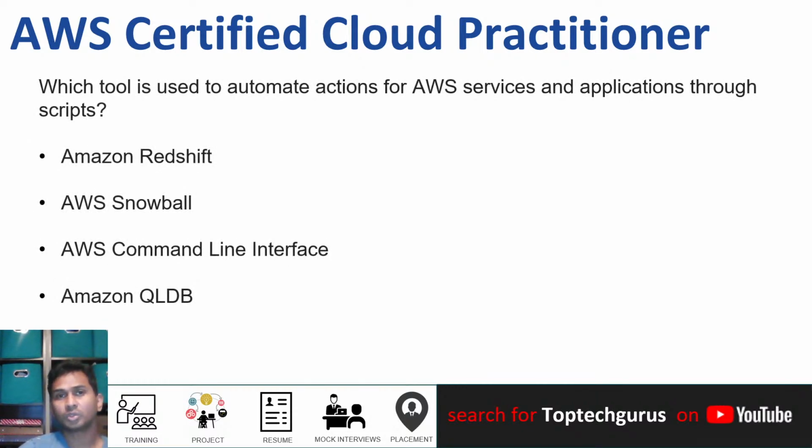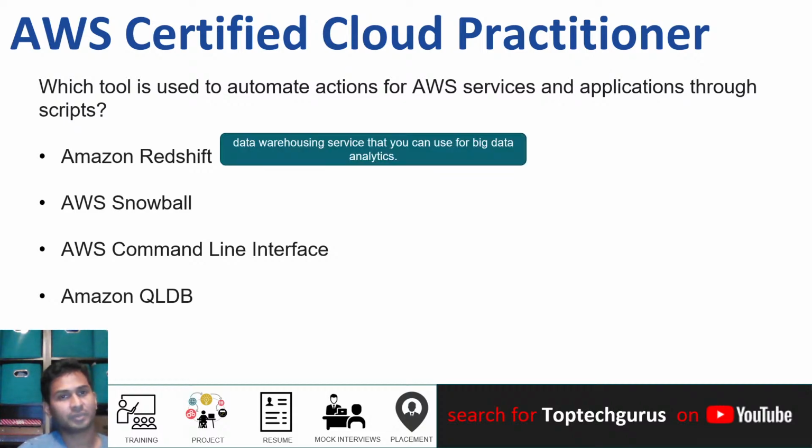Which tool can be used to automate actions for AWS services and applications through scripts? So you want to write a script and you want to automate launching an EC2 instance. So you write a script where you open the AWS, I shouldn't say the answer here, but you open this tool and then you type in a script and then it launches the EC2 instance. Which tool can you use to actually automate these?